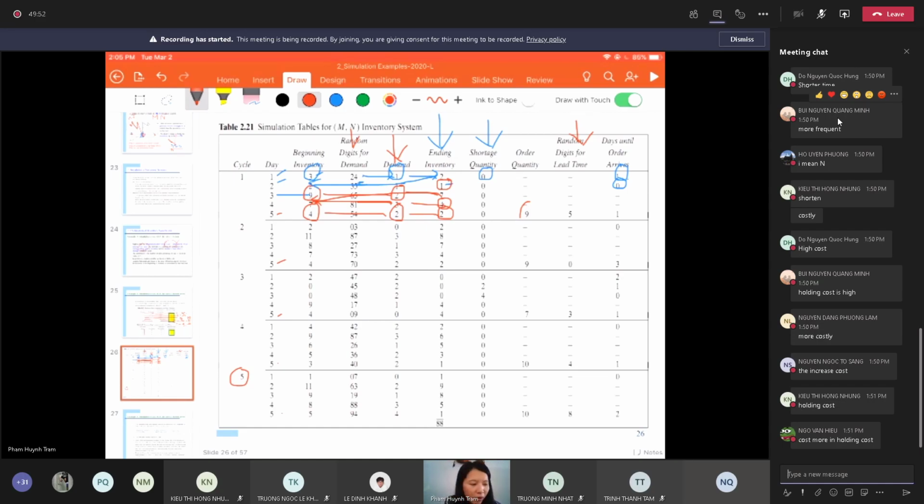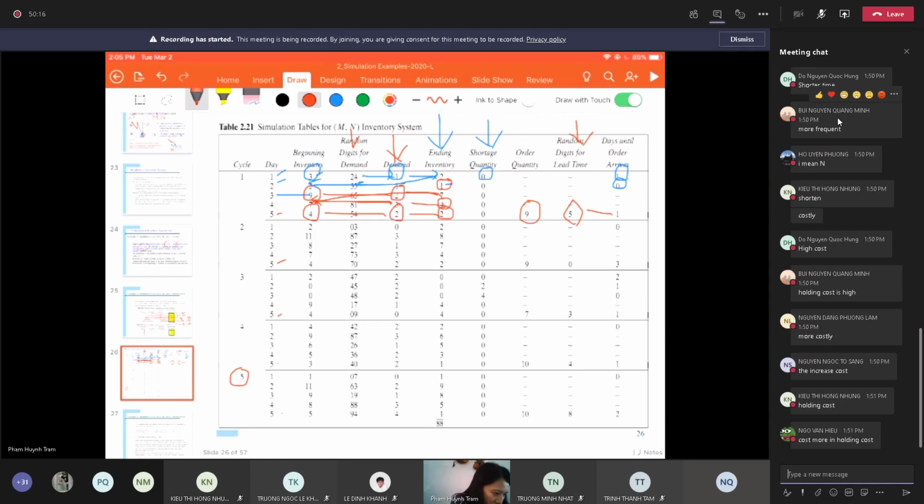So we generate a random digit for lead time. We got 5. Number 5 corresponds to a lead time of 1 day. So we have to wait 1 day to receive the 9 units. Okay, so we will continue like that for the other cycles.